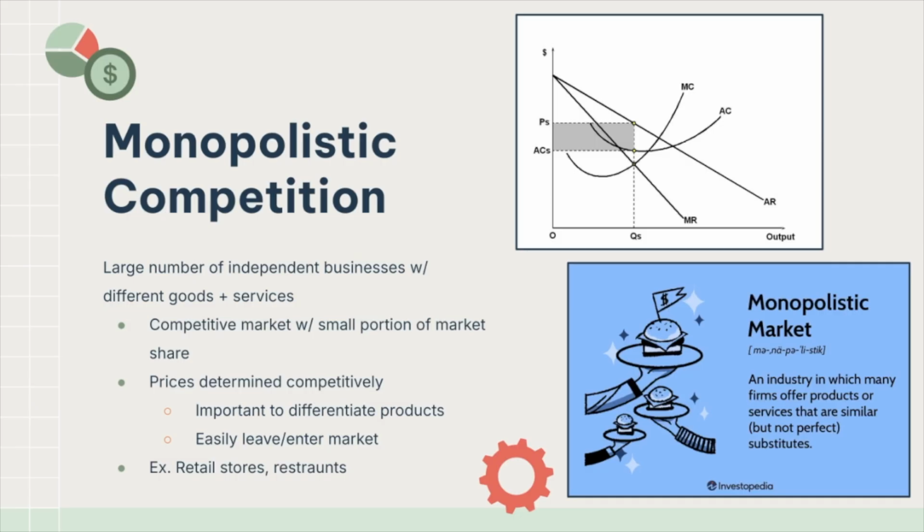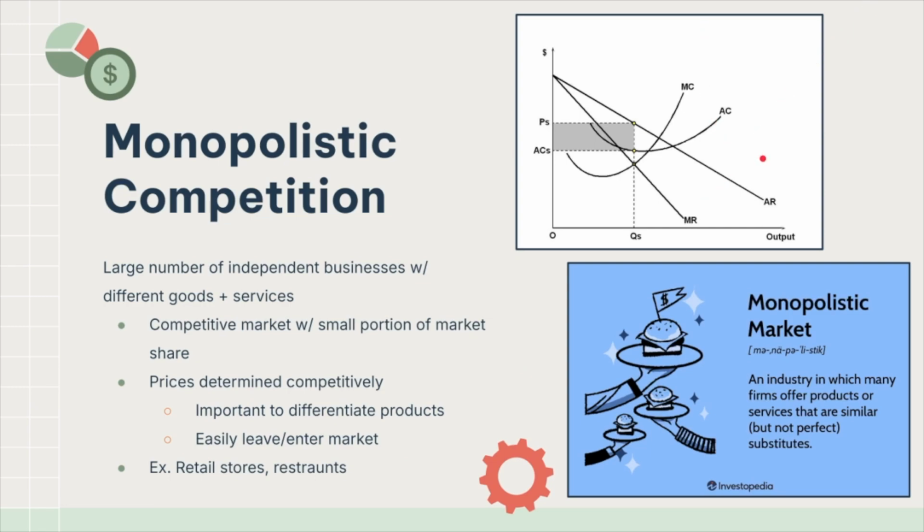It's very important for these businesses to differentiate their products, and it makes it easy for companies to leave and enter the market. So examples of these include things like retail stores and restaurants, where there are a lot of different businesses, but each of them have slight differences with each other. And now Soham is going to explain the graph at the top over here.